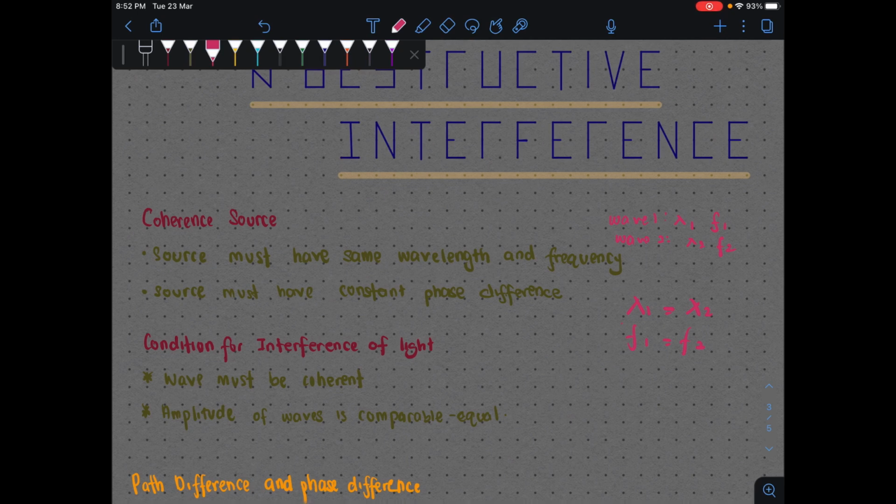So ini maksud coherent. Another thing adalah dekat sini, the coherent source must have a constant phase difference. Perbezaan fasa antara dua wave itu kena constant. So it doesn't matter kita tukar ke posisi mana pun, perbezaan fasa antara dua wave itu sentiasa sama. Kalau by one wavelength, dia akan always one wavelength. Kalau by half wavelength, sentiasa half wavelength dekat sini. So constant phase difference dekat sini indicates that perbezaan fasa antara dua wave sentiasa sama.